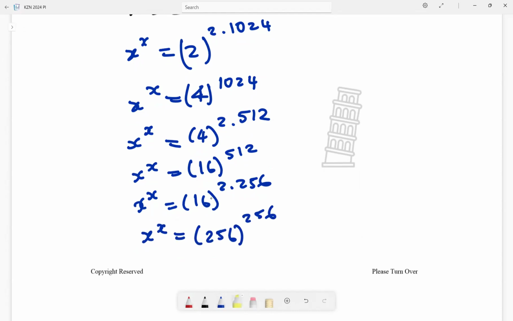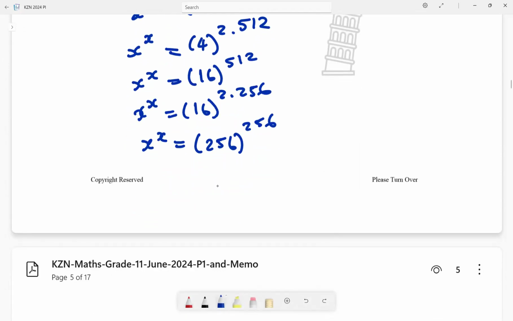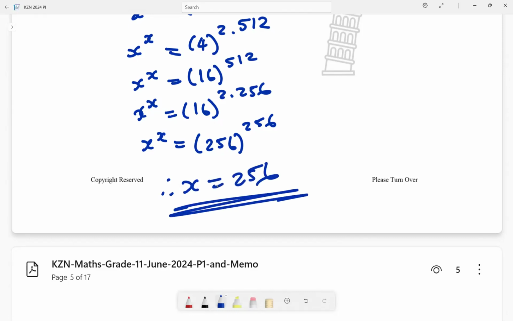So now, can you see now? This is the same as this. If this is the same as that, it means this x is equal to that, and this x is equal to that. Can you see now they are the same? Yes. So therefore x is equal to 256, because this x can equal that, and this x can equal that.